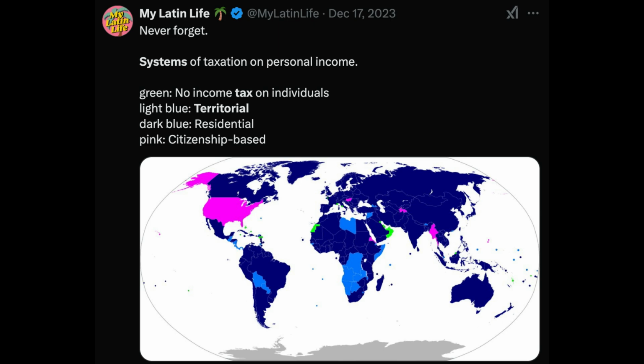So we recommend seeking professional advice. Tax laws can be intricate, and consulting with a tax advisor who's familiar with international taxation is often wise.